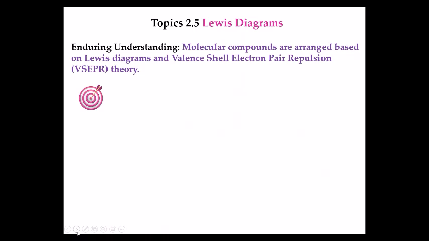Going over our learning targets and the enduring understanding. The enduring understanding is for all of these sections, 2.5, 2.6, and 2.7. Now, molecular compounds are arranged based on Lewis diagrams and the Valence-Shell electron-pair repulsion theory, or the VSEPR theory. It's much easier to state it that way.